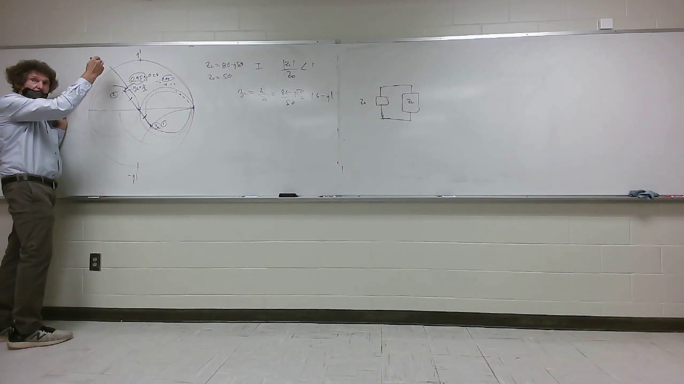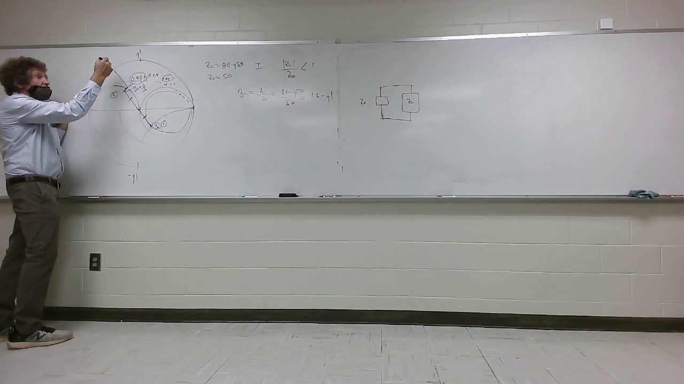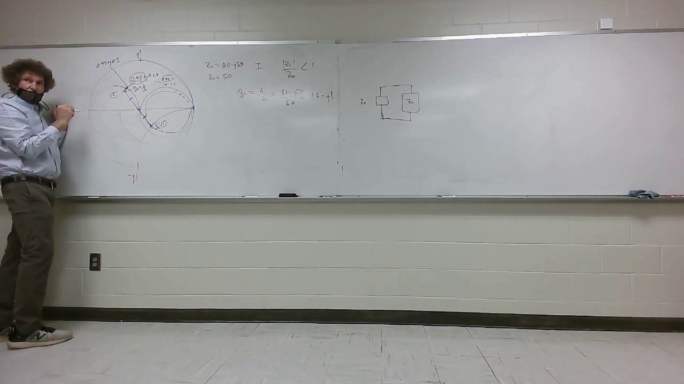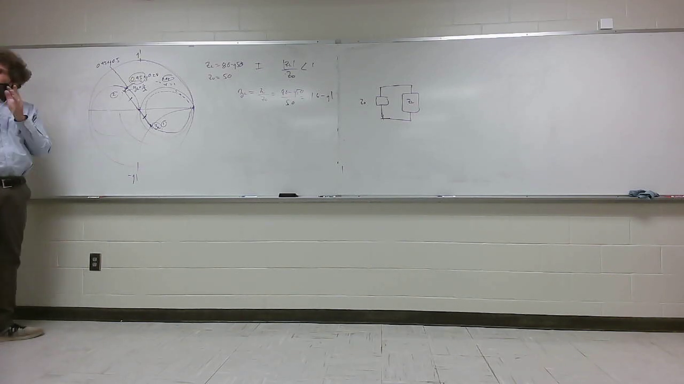It's 0.5 for the J. Yeah. All right, so this point where it intersects would be 0.45 plus J 0.5. Do you all agree with that? Now, this should be obvious. We're adding admittance, right?